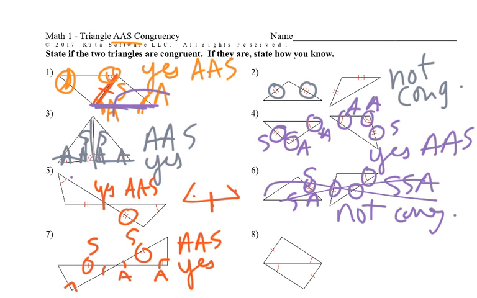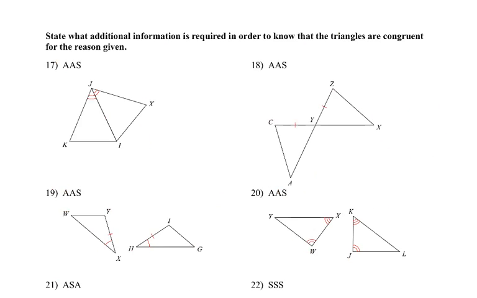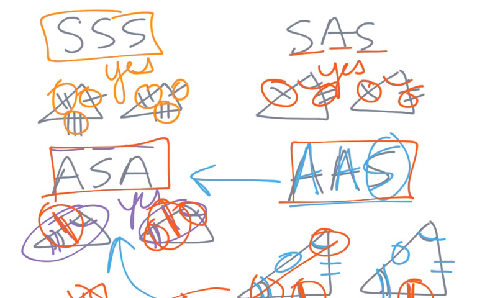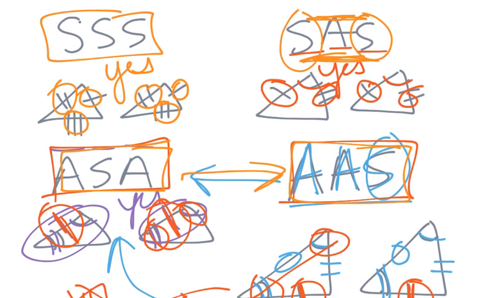Number 8, they share a side. I've got an angle and two sides, and the angle isn't between them, so that's not congruent. Okay, if we look back at our rules, we can have two sides and one angle, but that angle has to be in between. If we have two angles and one side, it'll work. If we have all three sides, it'll work. If we have two sides and an angle, as long as the angle is in between, it'll work.